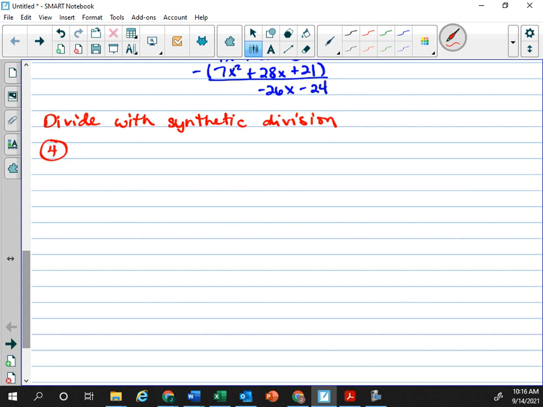Okay, so let's say we have 2x cubed plus 5x squared plus 3x plus 2. And all of that is divided by x minus 2.